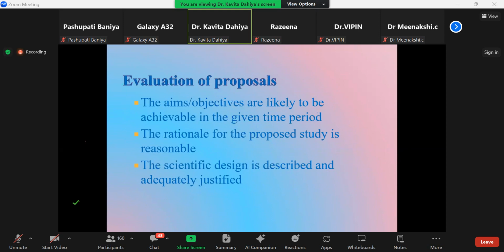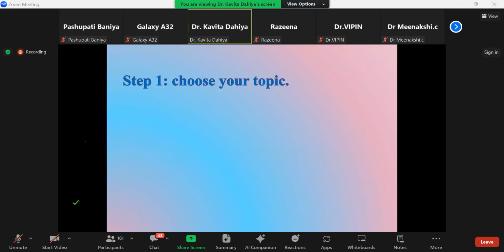Exactly. Evaluation of the research proposal: are the aims or objectives likely to be achievable in the given time period? The rationale of the proposed study is reasonable. The scientific design is described and adequately justified also.